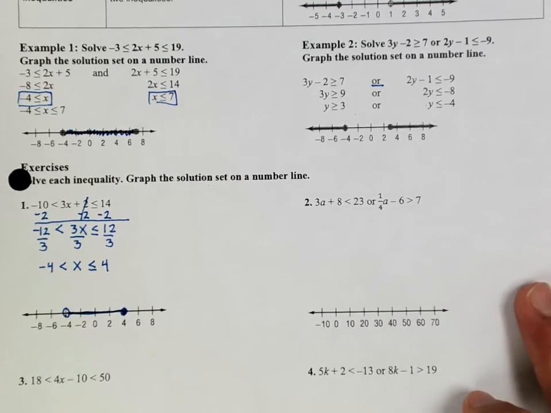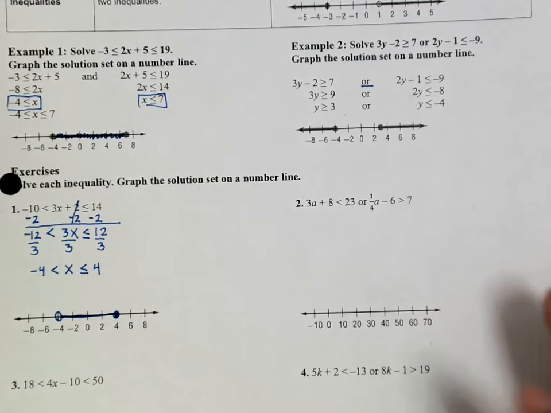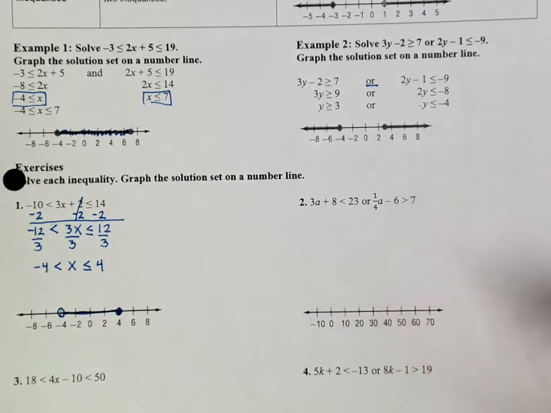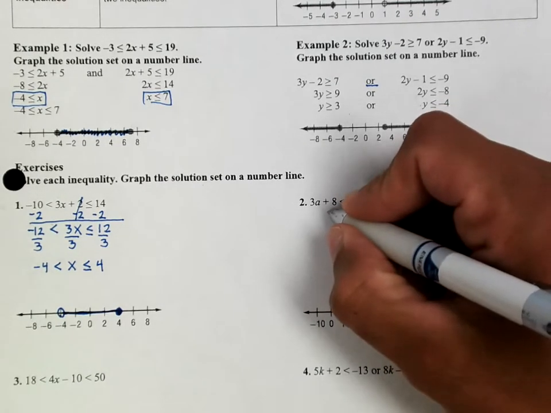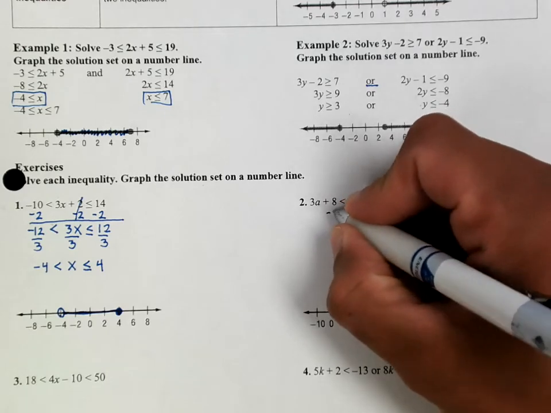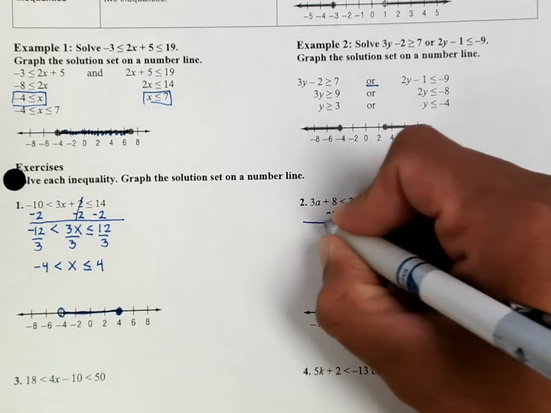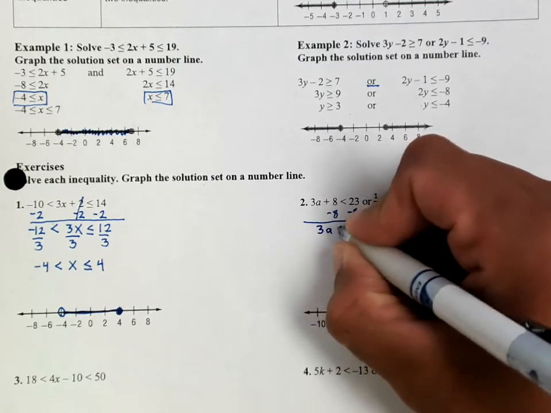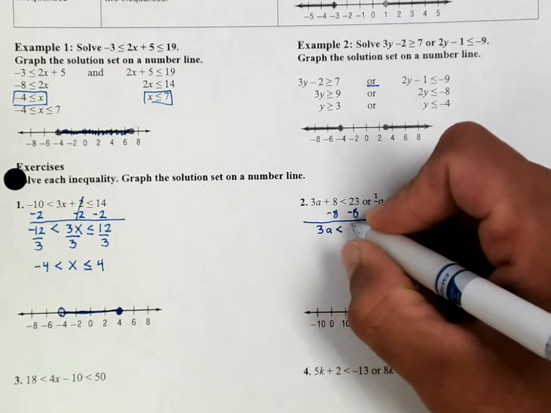Alright, let's look at number 2. This is an OR statement. So one more time on this one, you do have to do 2 equations. It's just the way it is. So we're going to subtract 8 from each side on here. So we have 3a is less than 15.